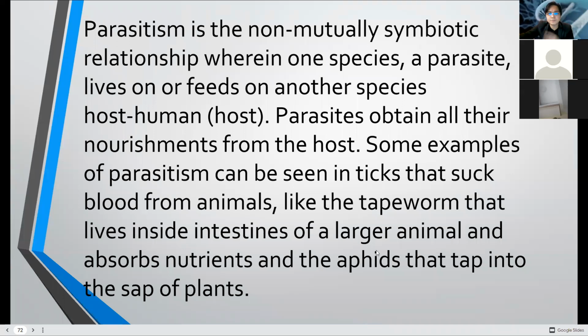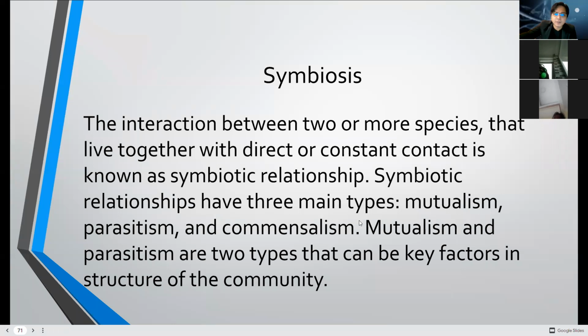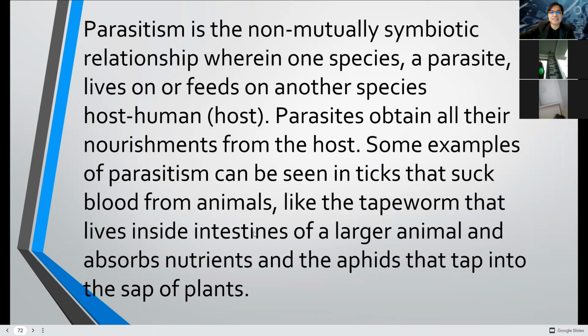Let's continue. Parasitism is a non-mutually symbiotic relationship. Again, parasitism is a non-mutually symbiotic relationship. I thought, sure, that it is under symbiosis. Yes, it is under symbiotic relationship, but it is non-mutual.